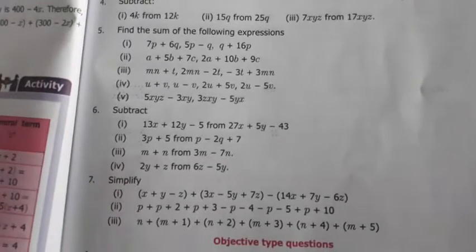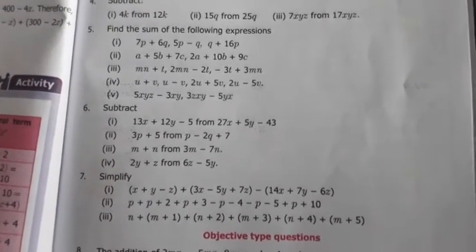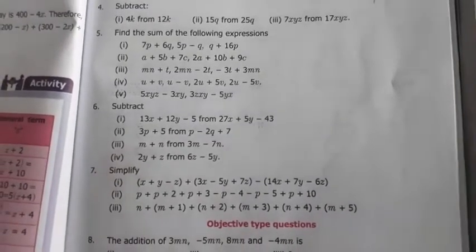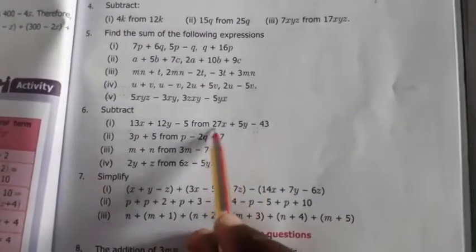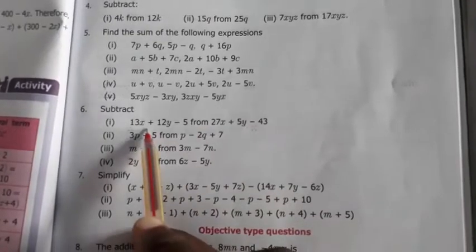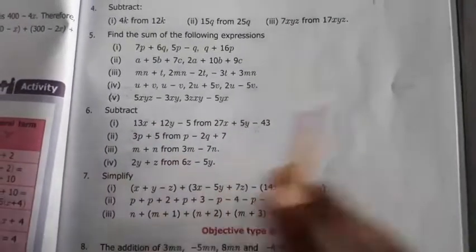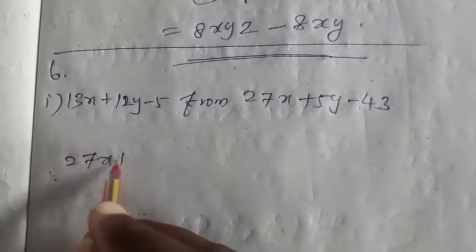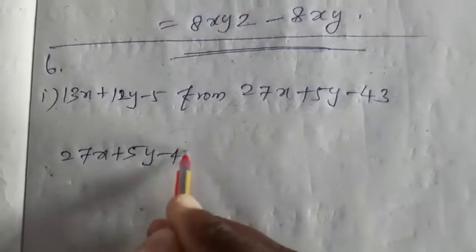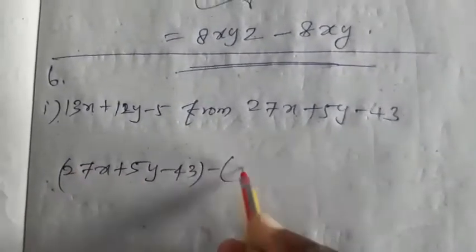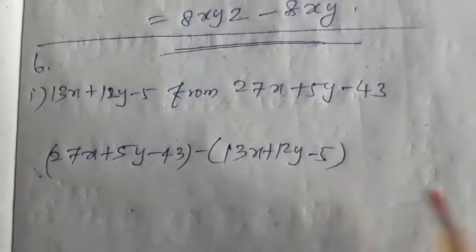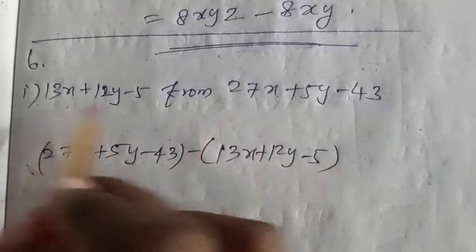Listen, sixth sum. Subtract 13x plus 12y minus 5 from 27x plus 5y minus 43. We want to separate this term from this term. So we take subtracting: 27x plus 5y minus 43 minus 13x plus 12y minus 5. This term is being separated from this.